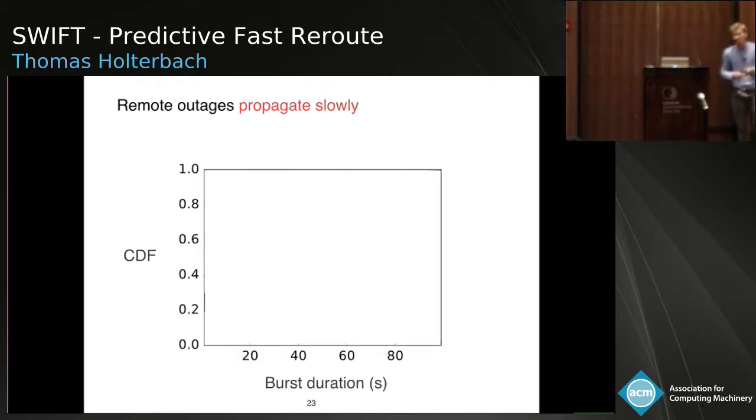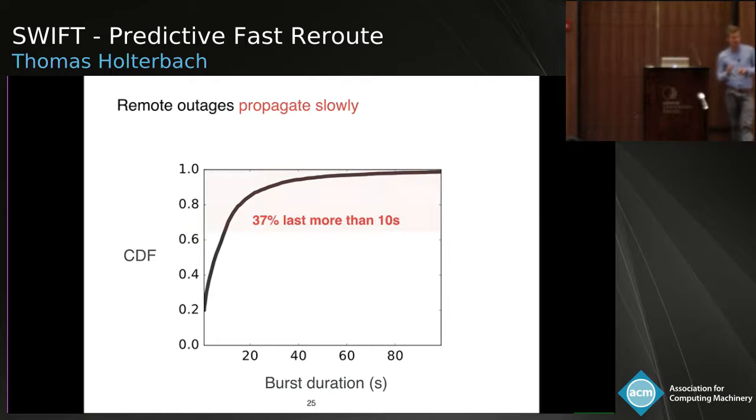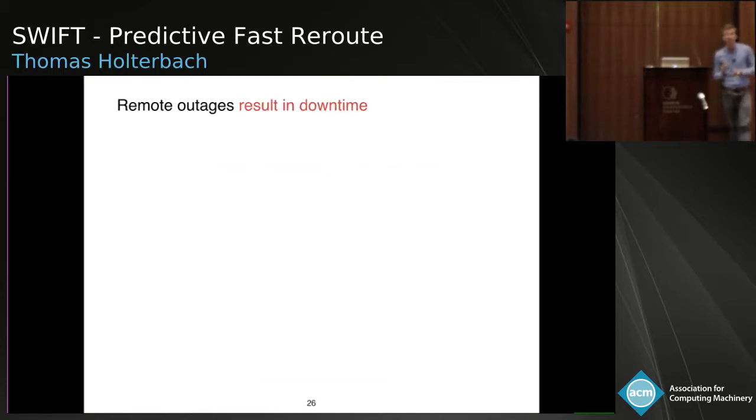Remote outages also propagate slowly. So we took all the bursts we observed in November 2016, and we plot their duration in this graph. We can see that many of them take a few seconds to completely arrive. And 37% of them actually take more than 10 seconds to arrive. And this is quite a long time, because during that time, the traffic is lost.